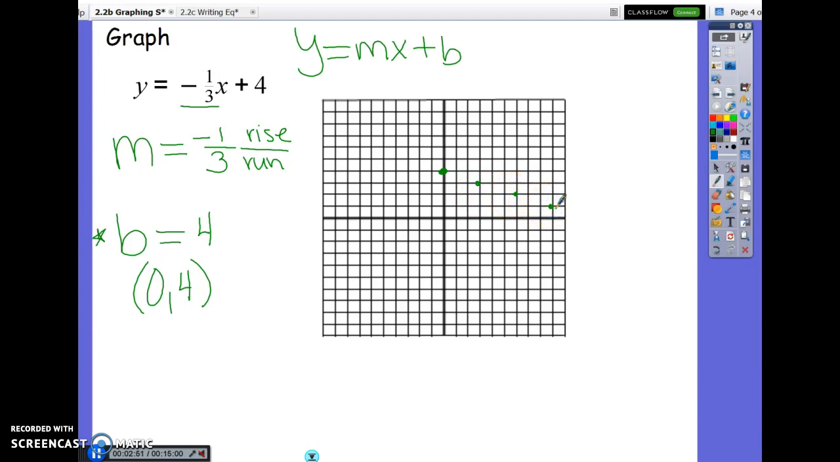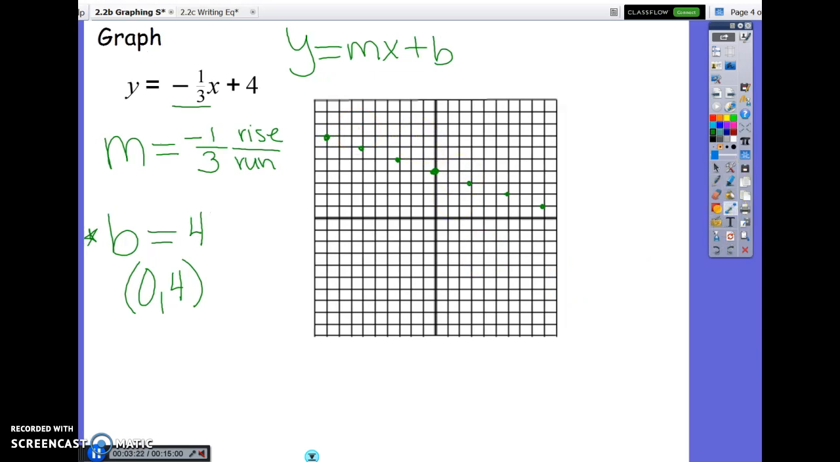You need at least 2 points to graph a line. I like to write in as many points as I can just for accuracy. If I want to graph things to the left of my y-intercept, I'm going to do the opposite of my rise over run. So if I was going down 1 over 3, the opposite would be to go up 1 and back 3. Up 1 and back 3. When you have all your points, now all you need to do is connect them. So we just need to draw a line through these points. This is our graph for y equals negative 1/3 x plus 4.